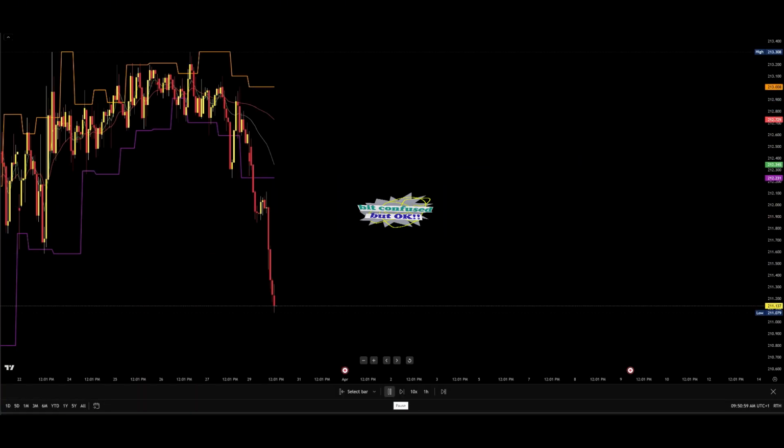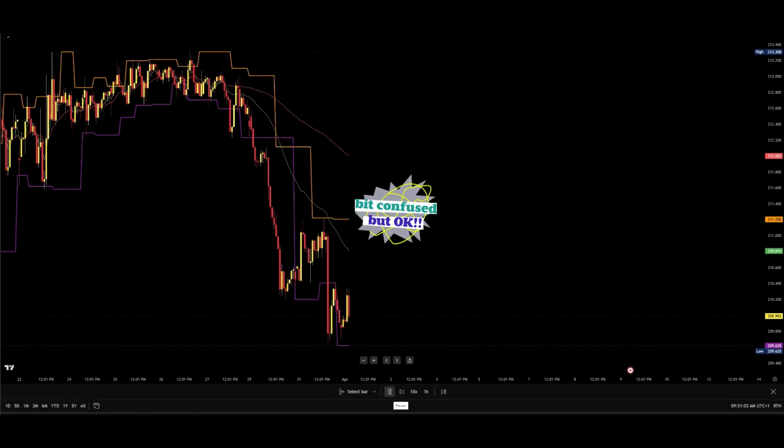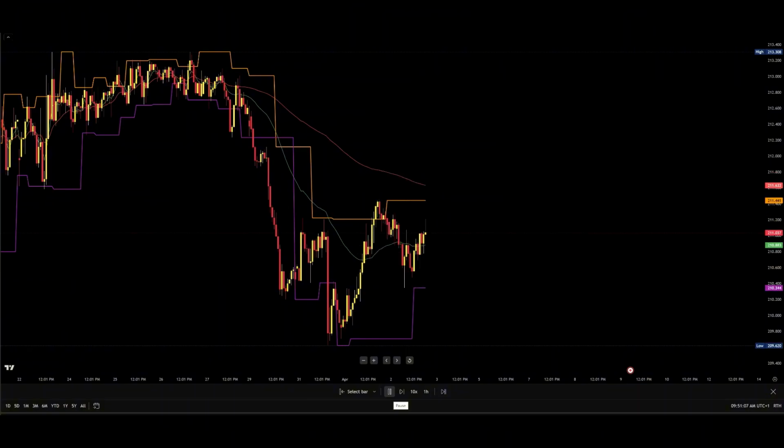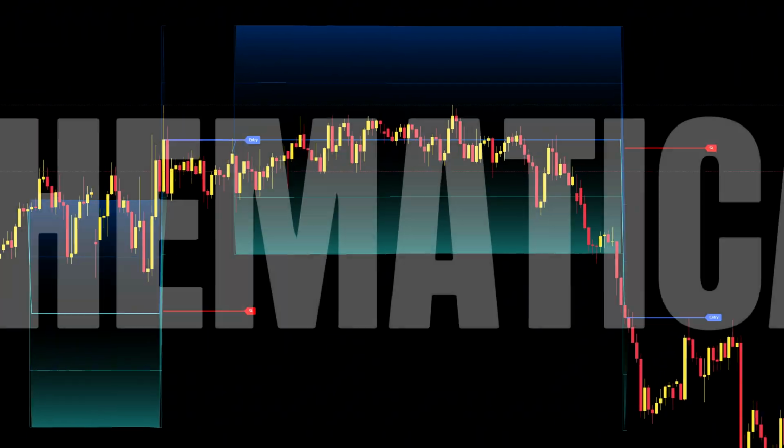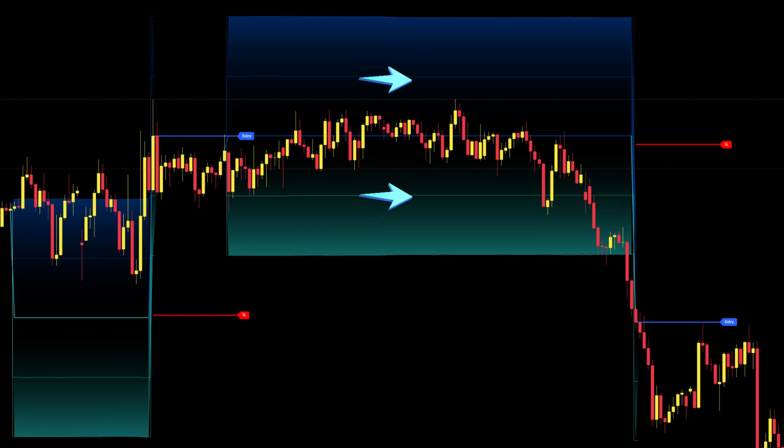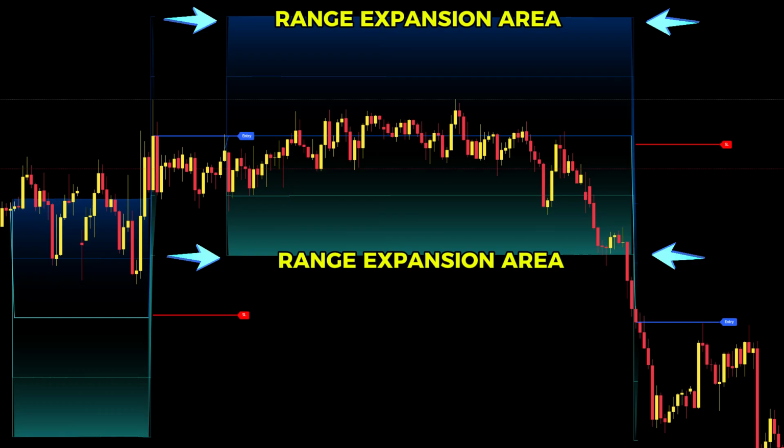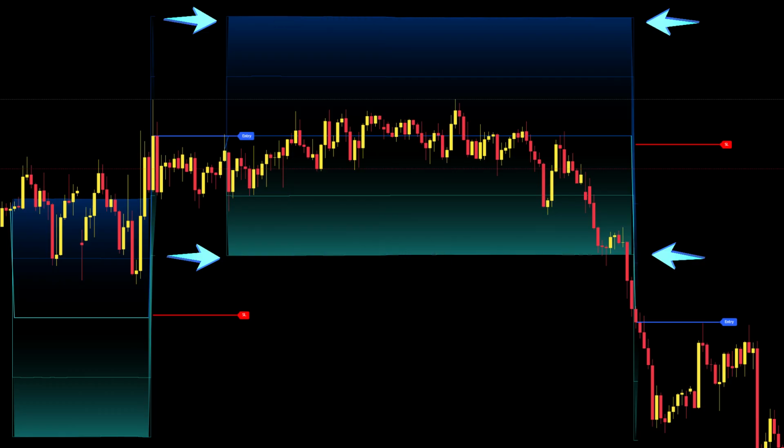Here's why this is powerful. Most traders identify ranges manually. That's slow and subjective. This tool detects them mathematically. It combines ADX weakness, volatility compression, and range expansion probability. That means it finds price compression before expansion. That's where the money is.